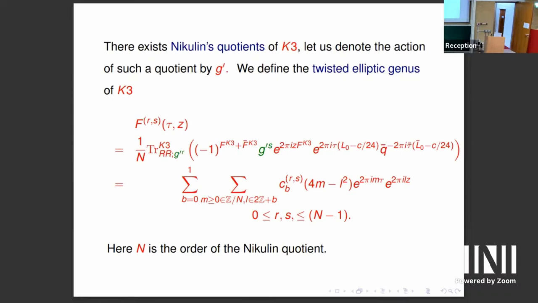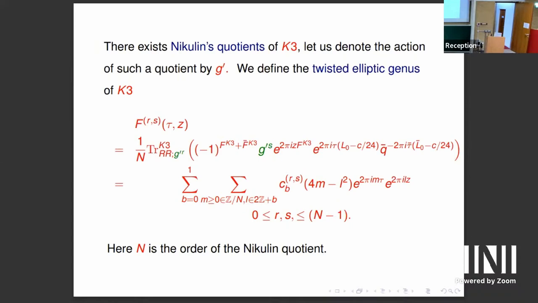So there exist quotients of K3, which we call Nikulin quotients, and they're quotients by some G prime. And we define the twisted elliptic genus this way. Each quotient is of order N. Basically, it's the same trace with these actions inserted inside. There is a label R and S. So, for instance, the elliptic genus of K3 does not have this extra label. This label is called the twining label, and this is called the twisted label, or the twisting label. You can either insert that in the trace, or you can twist the character or the partition function with that trace. So you call this a twisted elliptic genus. That also has some expansion, it's also holomorphic. Okay, so there are these Nikulin quotients which are known of K3.